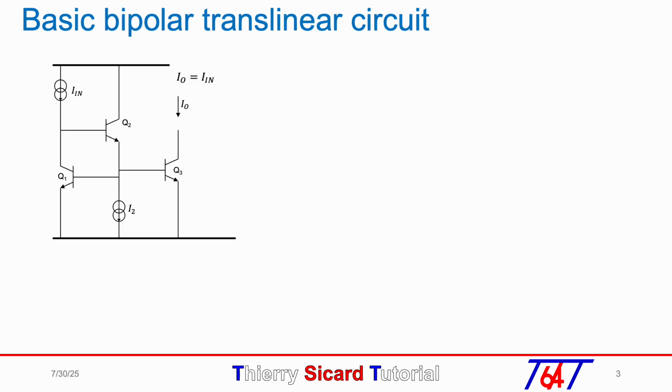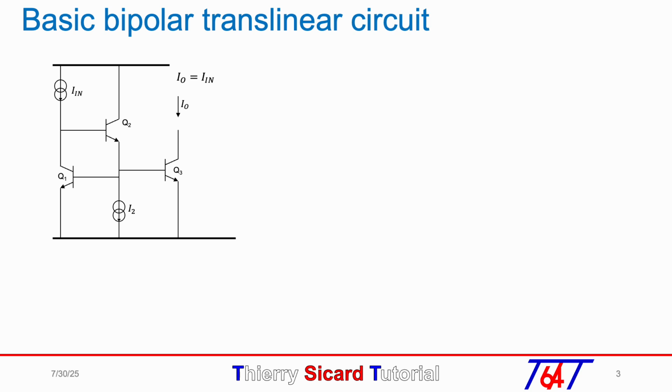We start with the bipolar current mirror Q1 and Q3 with an input current Iin biasing Q1 and an output current Iout supplied by the collector of Q3. The bases of Q3 and Q1 are powered by Q2. The current I2 biases transistor Q2. If we assume that Q1 and Q3 have the same emitter area, the current mirror has a gain of 1, so Iout equals Iin.